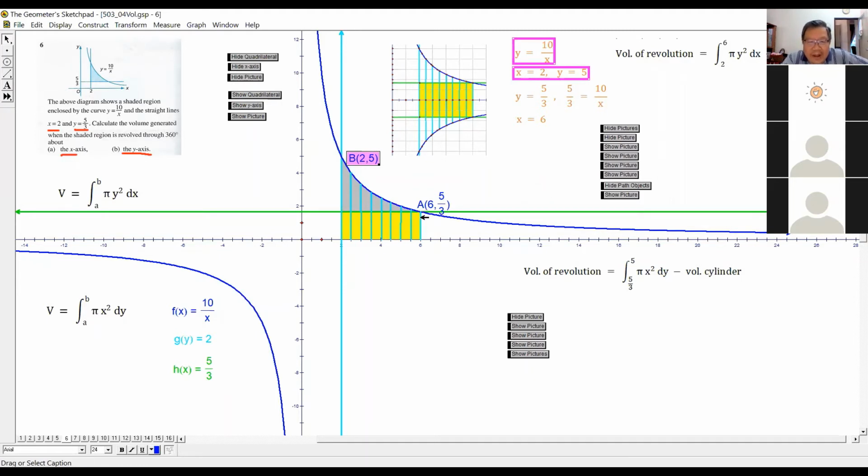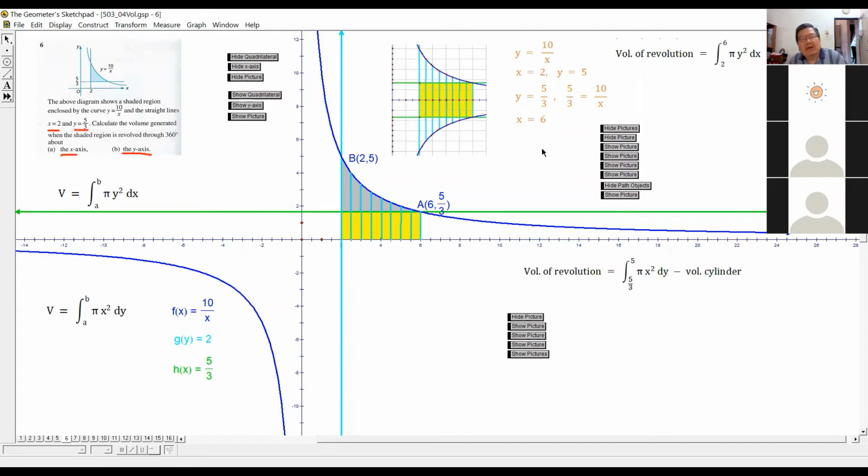In order to find A, I substitute y equals 5 over 3, which is given in the question, inside the curve. 5 over 3 equals 10 over x, and I found that x is 6. This is finding out the points A and B.